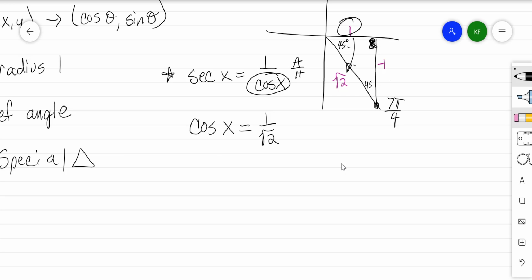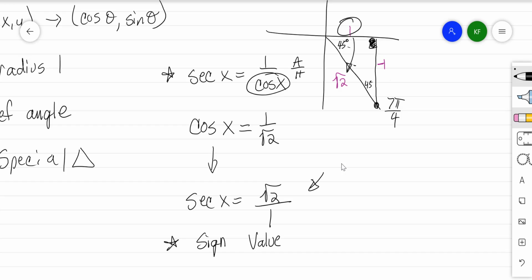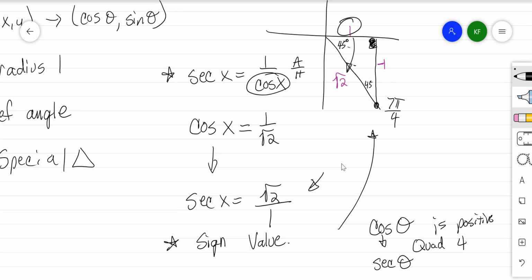That's fine. The main thing you need to understand is that when you flip the fraction around, you get the reciprocal, which is secant, and the sign value is really the last thing. Cosine is positive in quadrant 4. Thus, secant also has to be positive in quadrant 4. Okay, there you go. That should give you enough to understand what you need to do for me, and I will talk to you later.